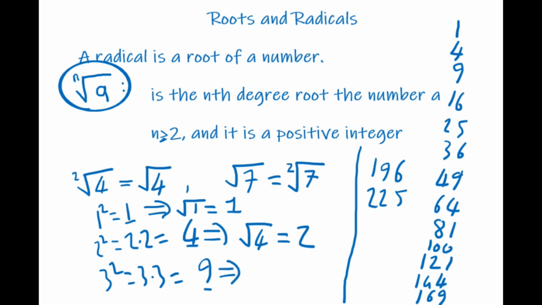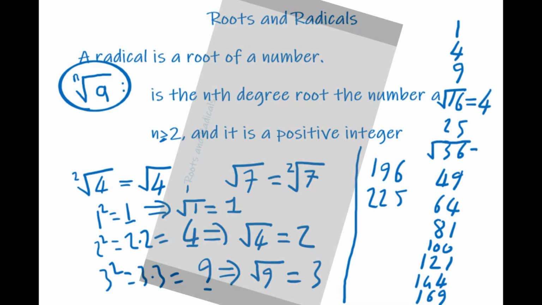From 9, you can say that the square root of 9 is 3. Why? Because if you multiply 3 by 3, it's going to be 9. So the square root of 9 is 3. Similarly, the square root of 16 is 4. The square root of 36, for example, is 6.